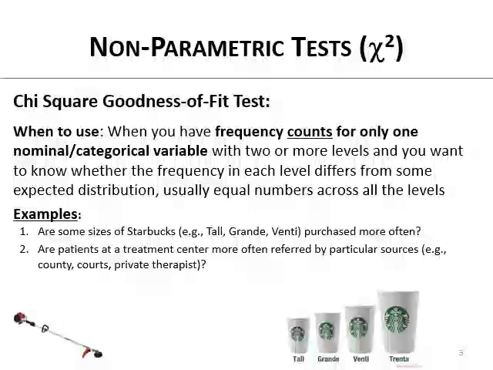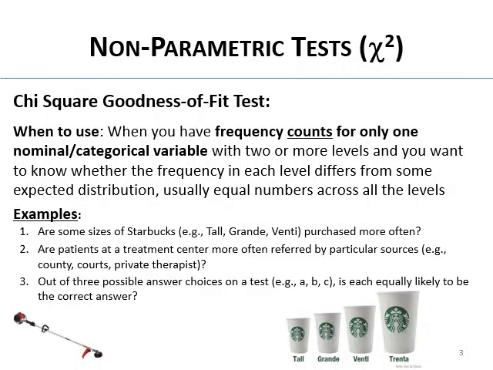Are patients at a treatment center more often referred by a particular source? So county or courts or private therapists, you want to know, do we get equal distributions of clients from all those sources? That would be a chi-square goodness of fit. And then out of three possible answer choices on a test, A, B, and C, for example, is each equally likely to be the correct answer? If you wanted to know if that was the case, you would do a chi-square goodness of fit test, and it will compare the counts across the categories and let you know if they're equal or not.